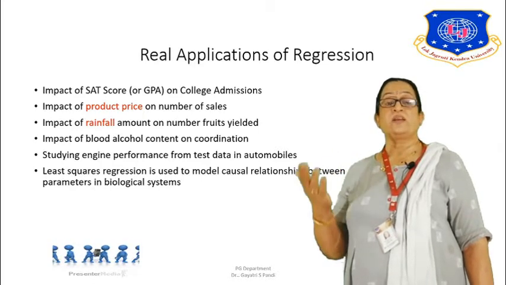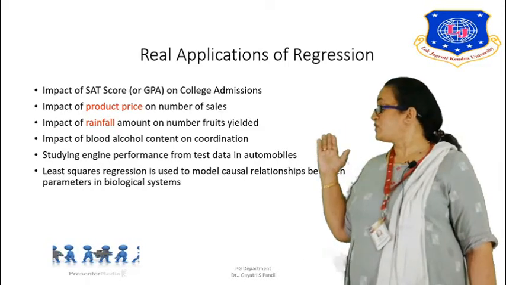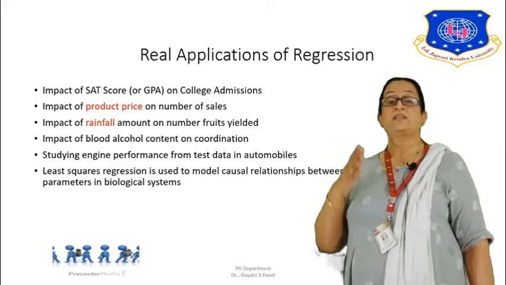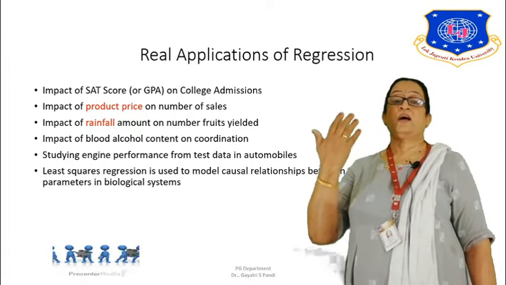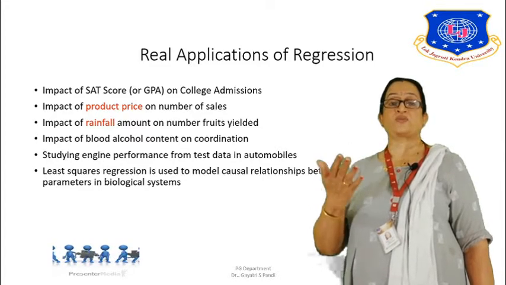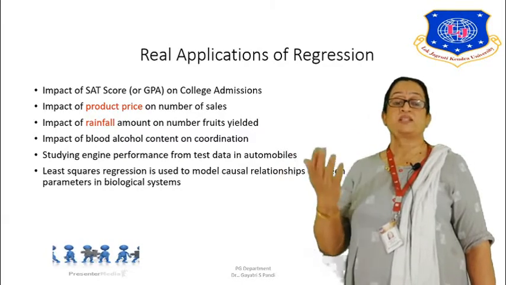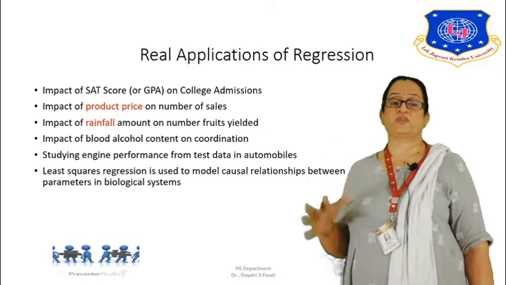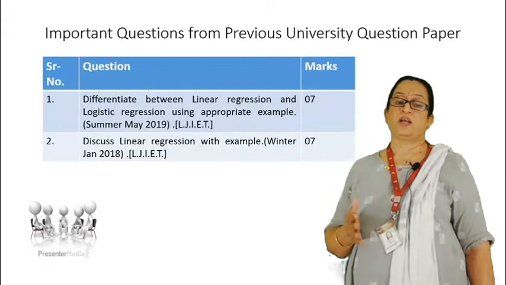And least square regression is also one of the regressions. This is used to model the causal relationship between the parameters even in a biological system. So you can see it also has applications in biological systems. It could be used in mechanical industries, electronic industries, biology, physics. It has various applications.